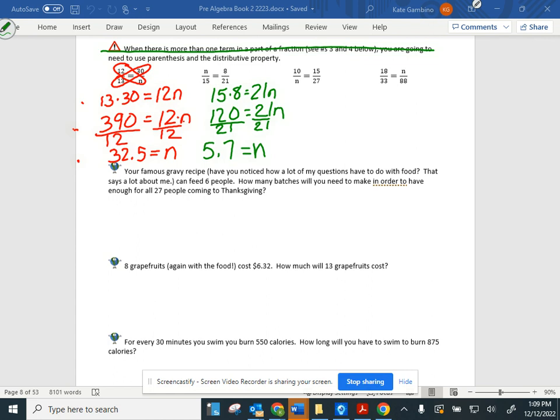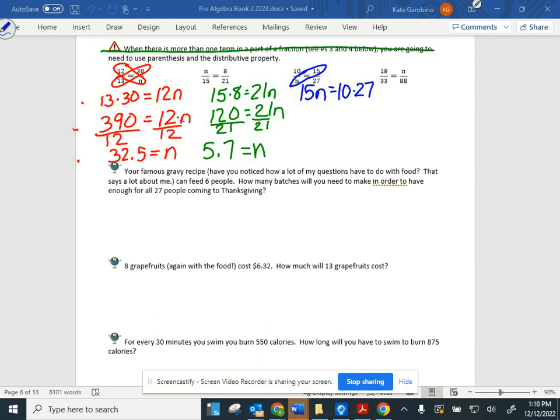10 over n equals 15/27. What is my equation I'm going to write down? James? Wouldn't it be n times 15? Actually, no. That doesn't work. Okay, 10 times 27. Well, think about that. Is it 15 times n? It is. And what does that equal? 10 times 27.